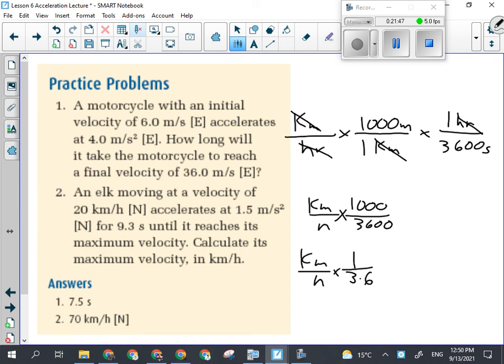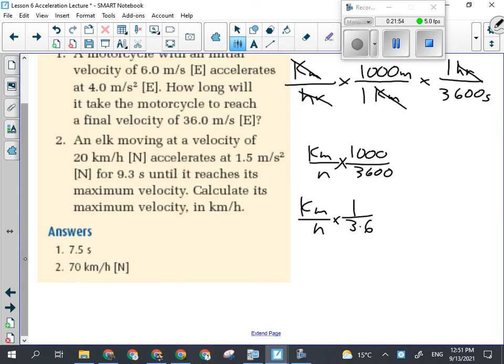1 over 3.6. What's anything times 1? Itself. So really, all I have to do is go kilometers per hour divided by 3.6. And I'll get meters per second.